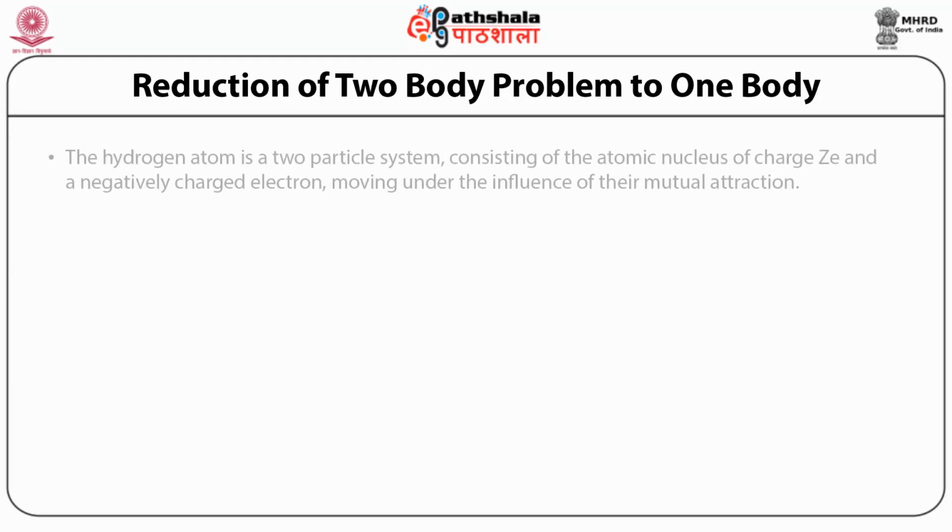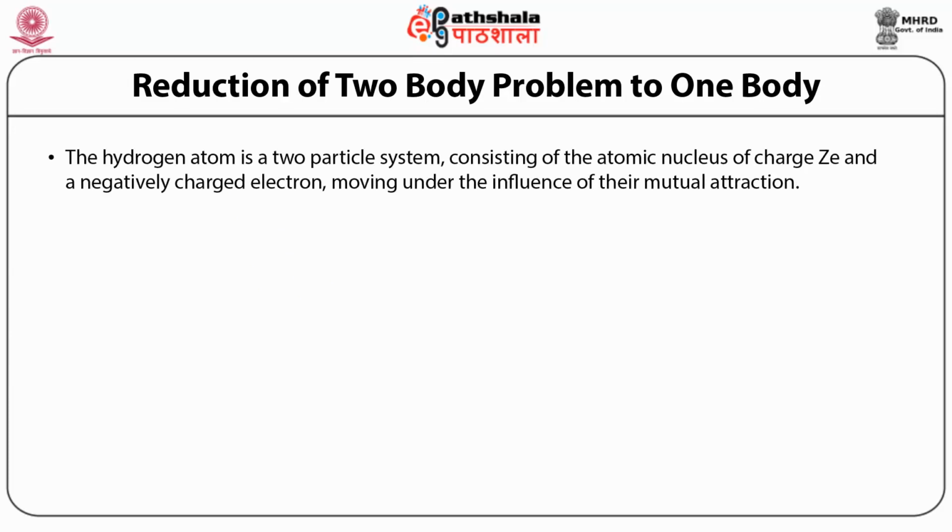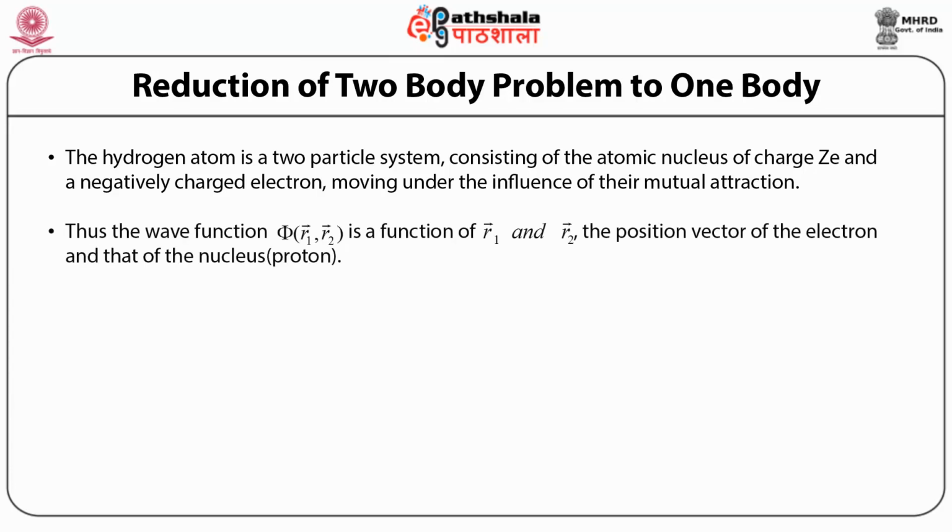So now let us consider a hydrogen atom, which is a two-particle system consisting of the atomic nucleus of charge Ze and a negatively charged electron moving under the influence of their mutual attraction. Thus, the wave function phi is a function of r1 vector and r2 vector, that is the position vector of the electron and that of the nucleus proton.